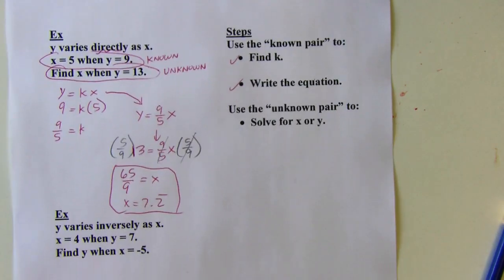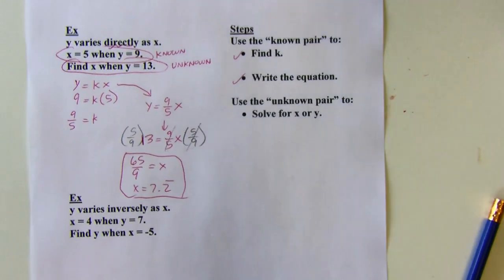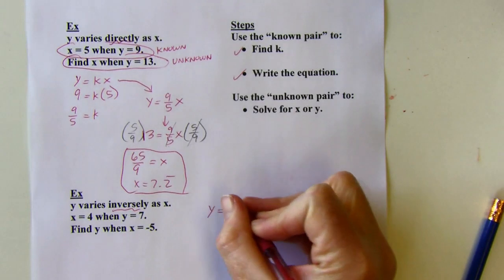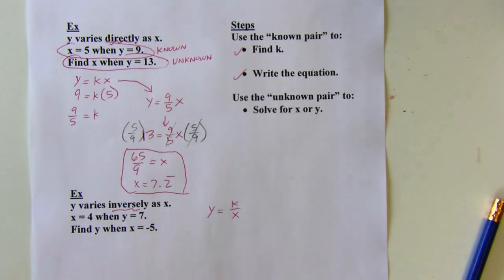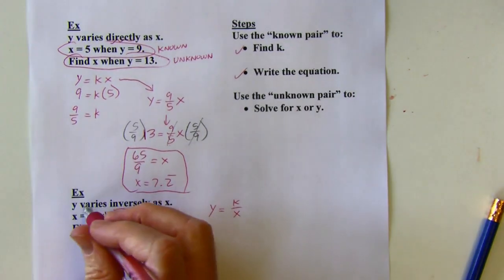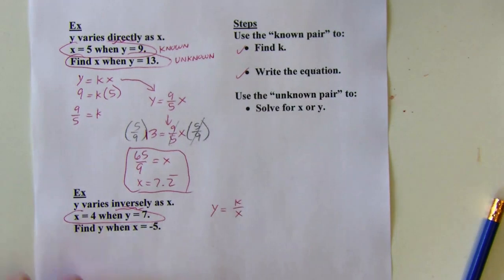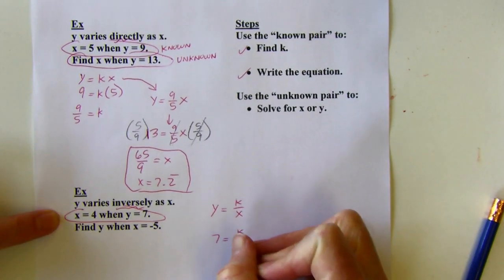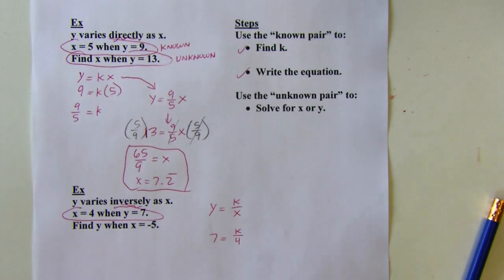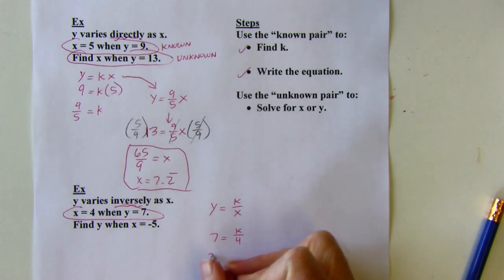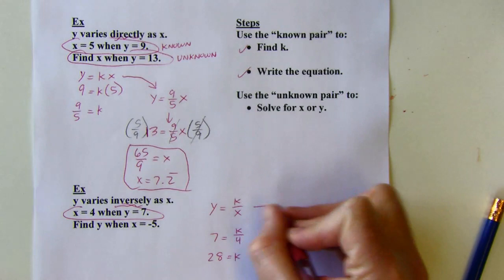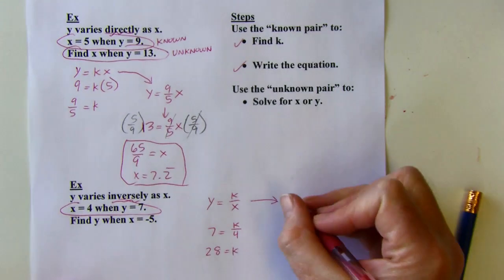Okay, so let's try one more. Same kind of problem, except now we're back to inverse variation. So my starting place is y equals k over x. I'm going to plug in the known pair into that. So I'm going to plug in 7 for y and 4 for x. Then I'll multiply both sides by 4. So k is going to equal 28. Okay, I'm going to plug that into the equation here.